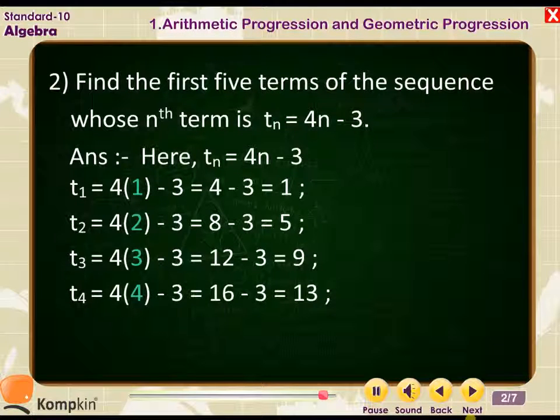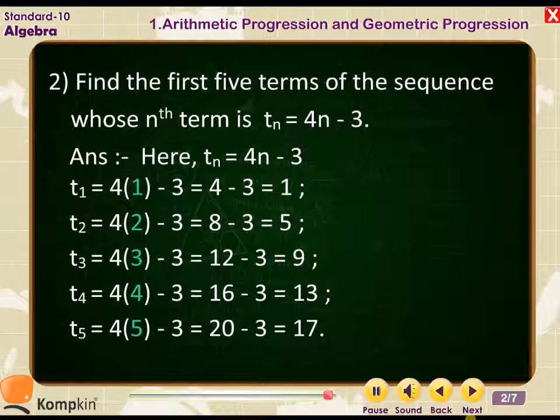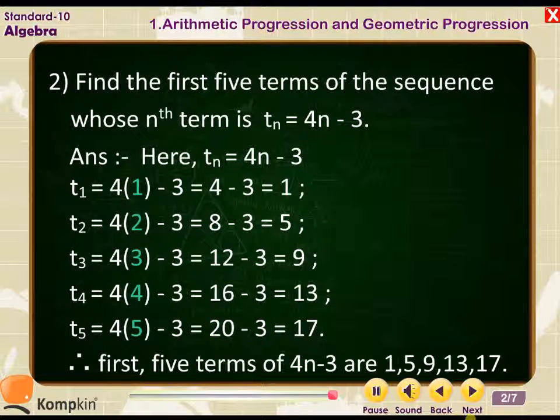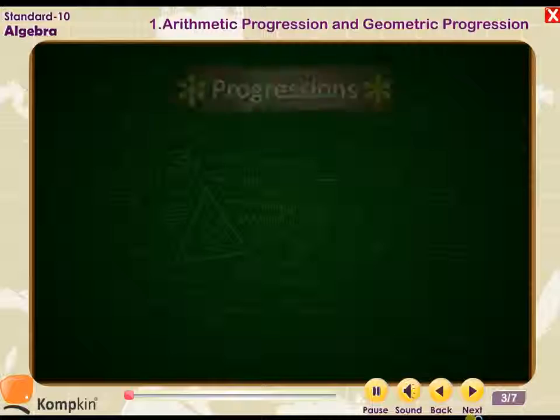T4 is equal to 4 into 4 minus 3, which is 16 minus 3, which is 13. T5 is equal to 4 into 5 minus 3, which is 20 minus 3, which is 17. Therefore, the first five terms of 4n minus 3 are 1, 5, 9, 13, 17.